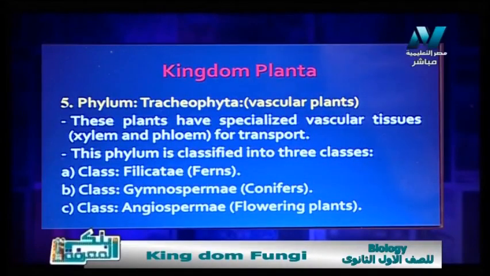The fifth phylum is called Tracheophyta. When we speak about Tracheophyta, we have to remember the vascular plants. The vascular plants, that means they have xylem and phloem. These plants have specialized vascular tissues, xylem and phloem, for transport. Of course, xylem transports the water and dissolved salts from the soil up to the stem and the leaves, and the phloem carries the food manufactured in the leaves all over the plant, up and down. So the xylem and phloem compose the vascular tissues for transport.